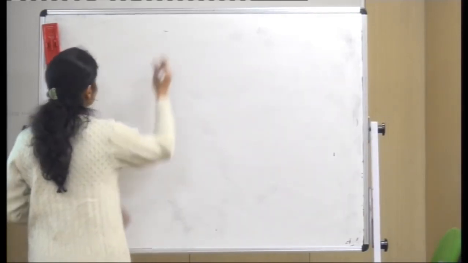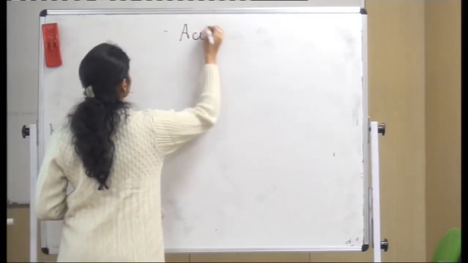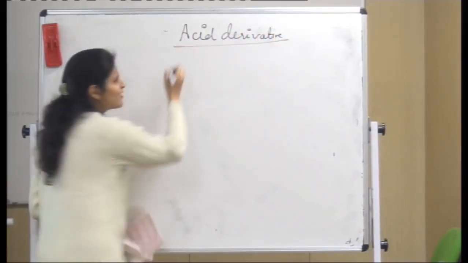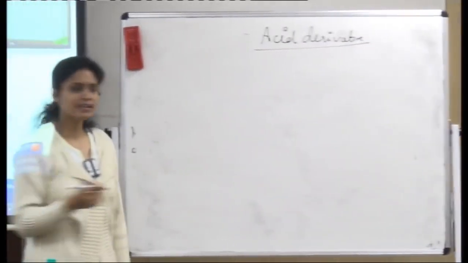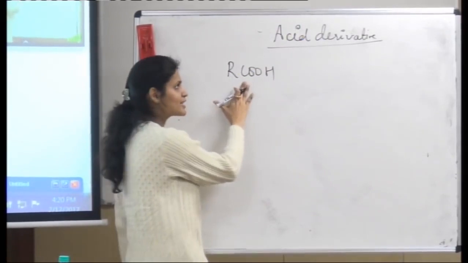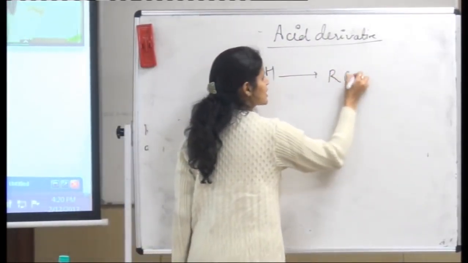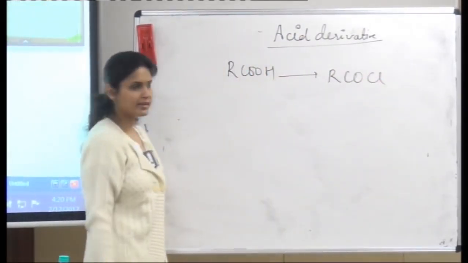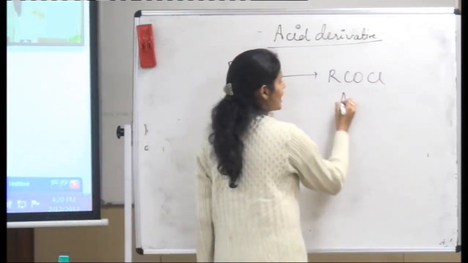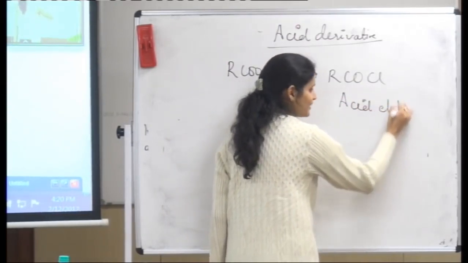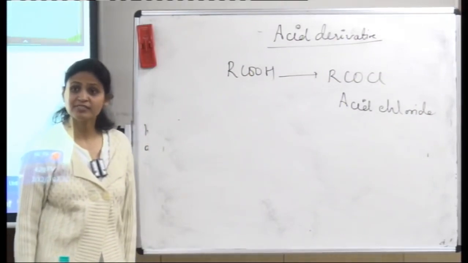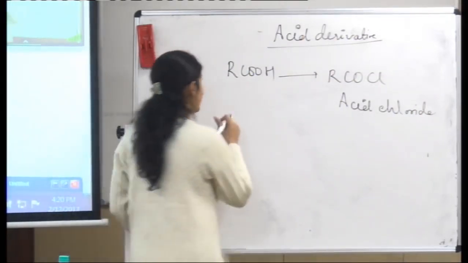So we can start with acid derivatives now. What is the first derivative? Why are we calling them derivatives? Anything in which the carboxylic acid group is replaced by another group. Suppose I am saying RCOCl. In this case, OH has been replaced by chlorine. It is called acid chloride. It is a part of acid derivatives, obviously, right?